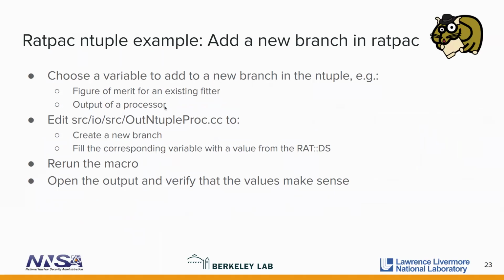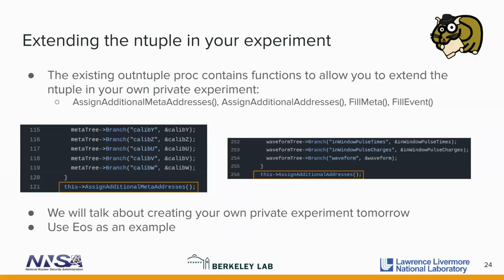You have your processor or whatever variable that is in the RATDS, and then you edit the out n tuple proc. You find where all the branches are created, you add your branch for the variable you want, and you find where all of the variables are filled by getting the information from the DS. You get your information from the DS, fill the variable, rerun the macro, and look at the output to see that everything makes sense.